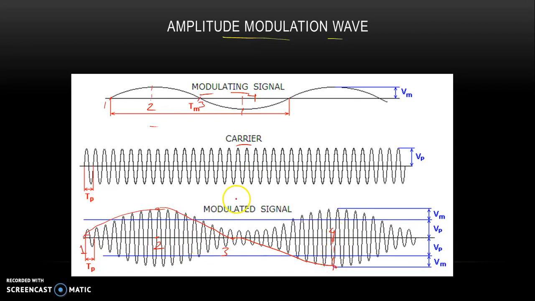So from 3 to 4 it is decreasing, and let us suppose this is 5. From 4 to 5 it is increasing in the positive direction, so it gets increased and reaches the point 0. So this is 5.